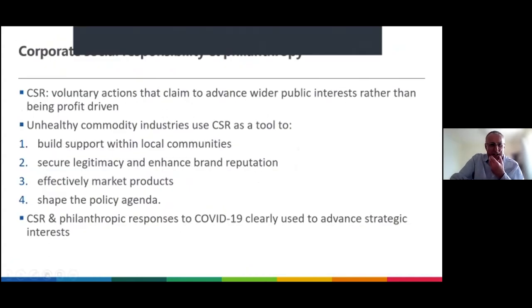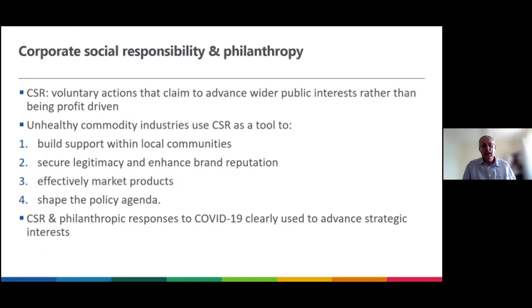This is in the context in which I think it's important that we understand that a whole series of philanthropic initiatives by alcohol companies, as with ultra-processed food companies and other unhealthy commodity industries, have very clearly been used in the context of COVID-19 to advance core strategic interests rather than simply to contribute to response efforts.